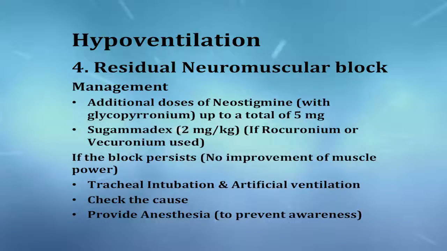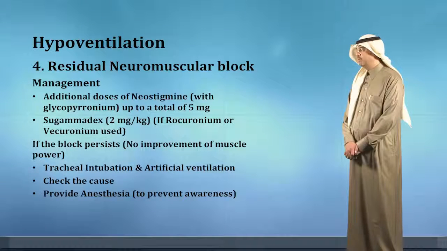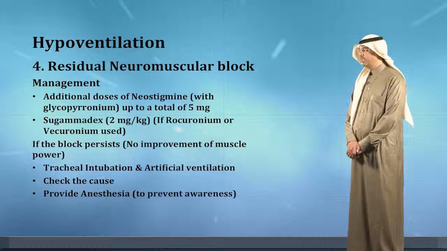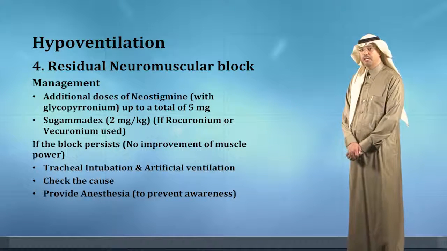How do we manage it? Additional doses of neostigmine, up to a total of 5 milligrams, or in case of the usage of rocuronium or vecuronium, we might use sugammadex at 2 milligrams per kilogram. If the block persists and there is no improvement of the muscle power, it's best to resort to tracheal intubation and artificial ventilation to make sure that we evaluate the cause and provide anesthesia to prevent any awareness.